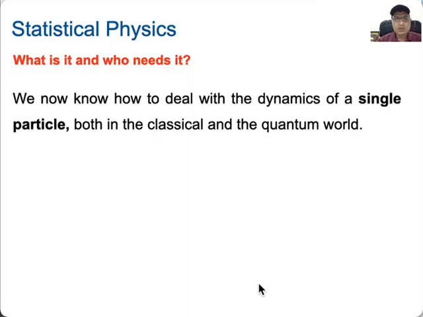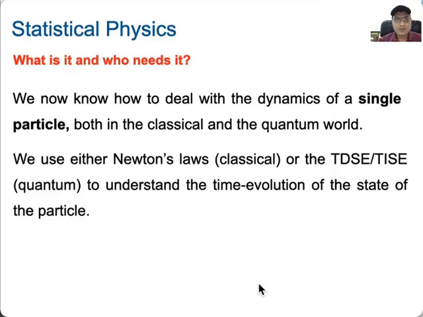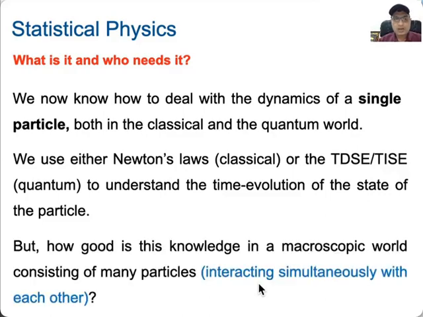Till now, I'm sure that you are experts on how to deal with the dynamics of a single particle, both quantum mechanically as well as classically. For that purpose, either we can solve Newton's equation of motion to know the dynamics of a classical particle, or equivalently we can solve the time independent or time dependent Schrodinger equation to understand the time evolution of the state of a quantum particle. However, this is far from reality.